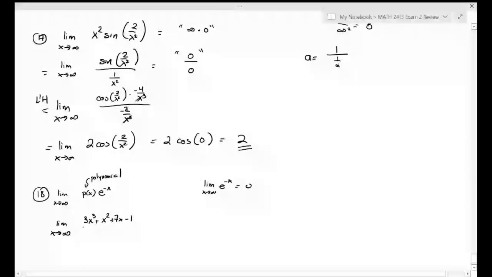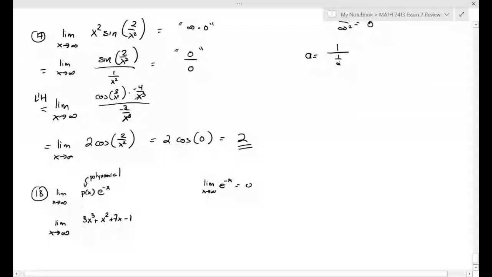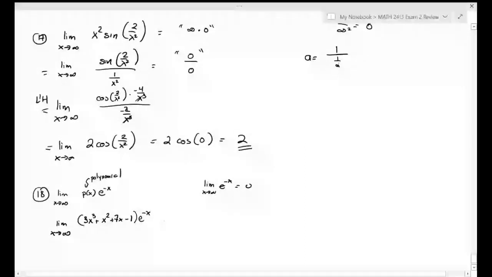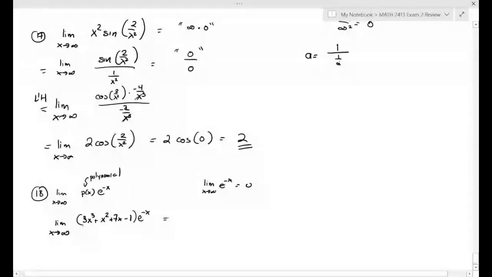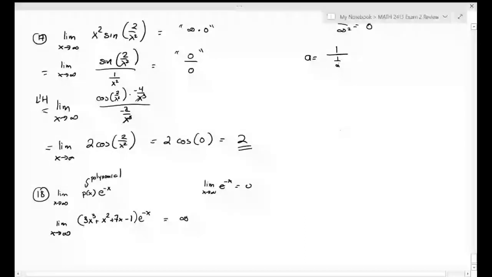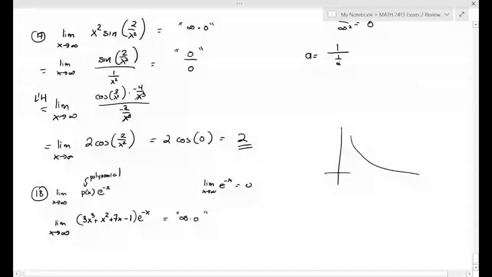Right. So right now, what kind of indeterminate form do we get? Well, where does the polynomial go as x goes to infinity? It goes to infinity. And where does that decaying exponential go? It goes to 0. So you have infinity times 0. So we're going to rewrite this so we get a L'Hopital friendly indeterminate form. So which thing is going to go to the denominator, do you think? E to the power negative x. Yeah, it's the simpler thing.